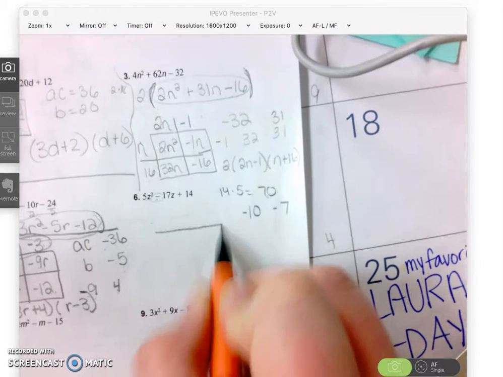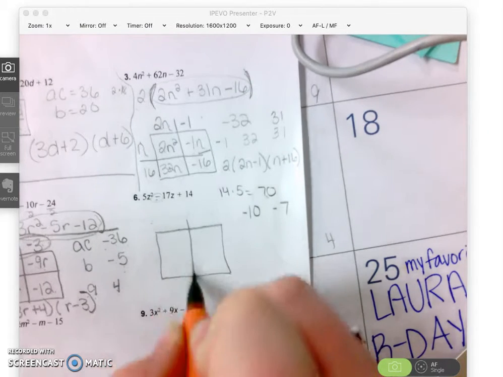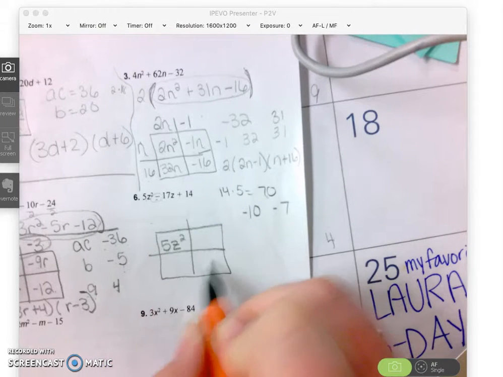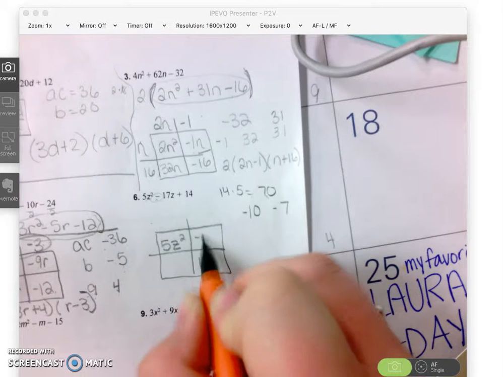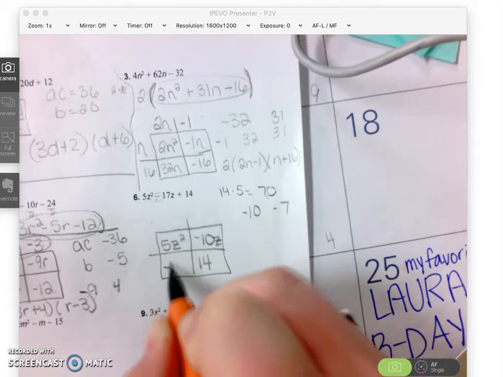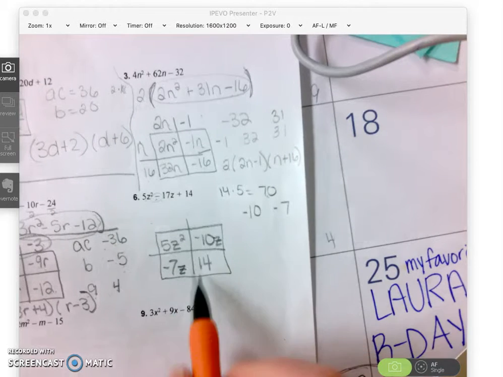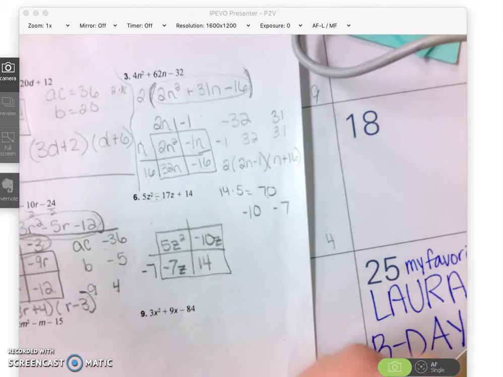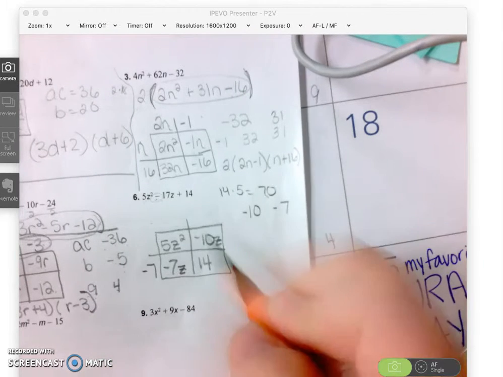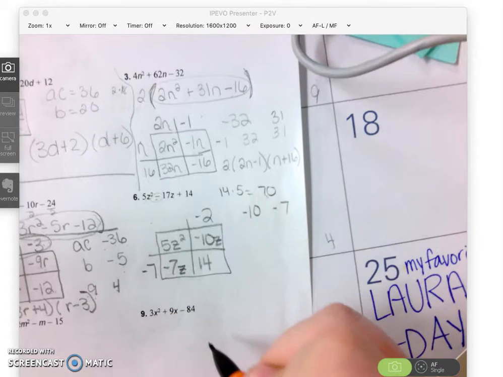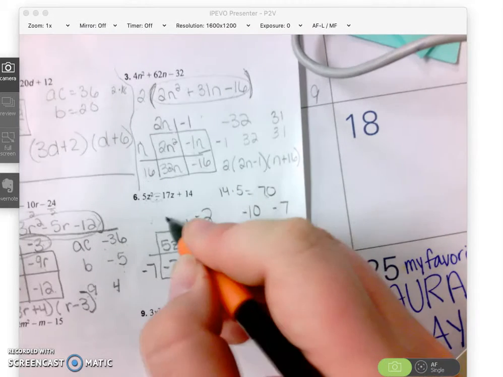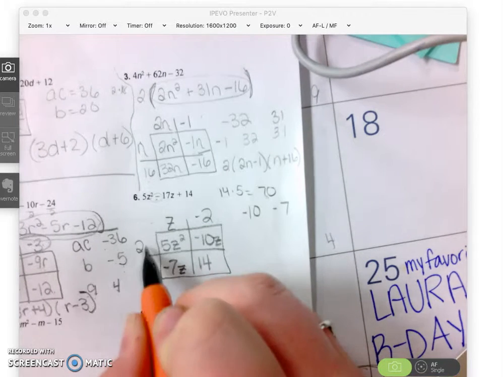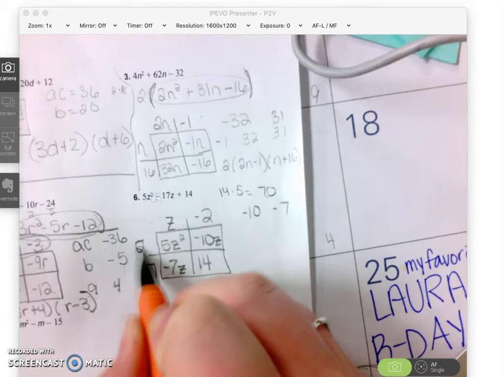So I'm going to write my box, remembering to put 5z squared here and my positive 14 here, negative 10z, and negative 7z. So I want to factor out a common factor here, which would be, I believe, a negative 7. And here would be a negative 2. Here would be a z. And here would be 2z. Nope, 5z.